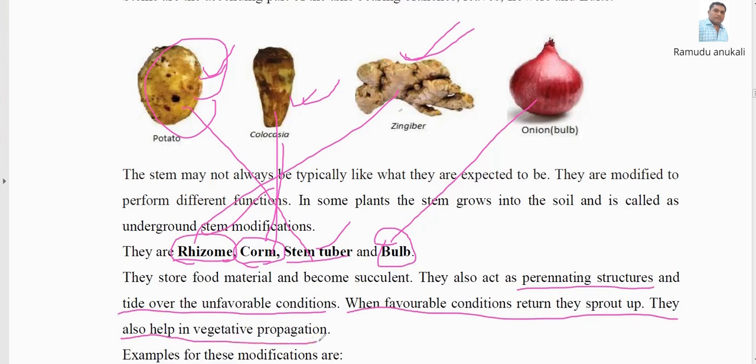They also help in vegetative propagation, which means whenever you see the potato, there will be sunken spots we can see.